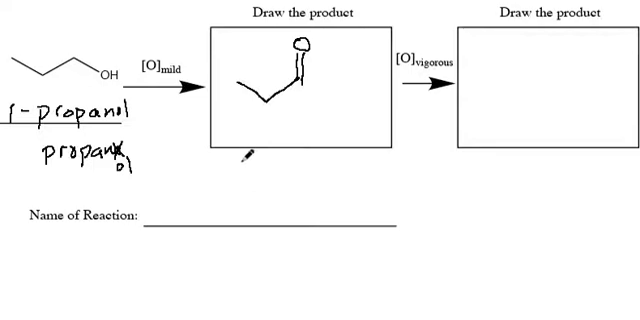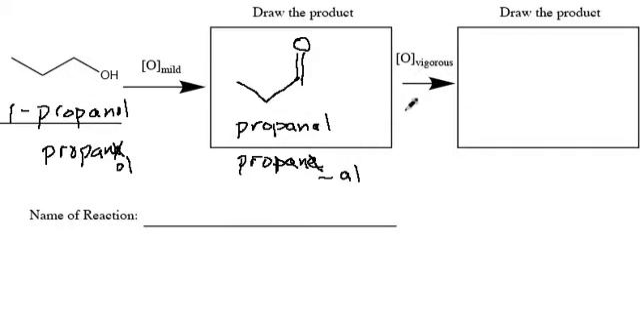To name this, remember this is also based on propane. We drop the E and we add Al. So this is called propanal. Propanal. We go from 1-propanol to propanal. And we do not need to say that the aldehyde is on carbon number 1 because it must be on carbon number 1 because the aldehyde is always at the end of the chain because there's an H here.